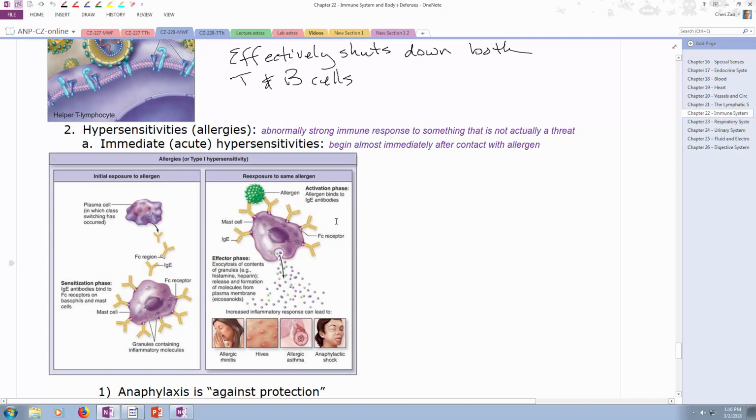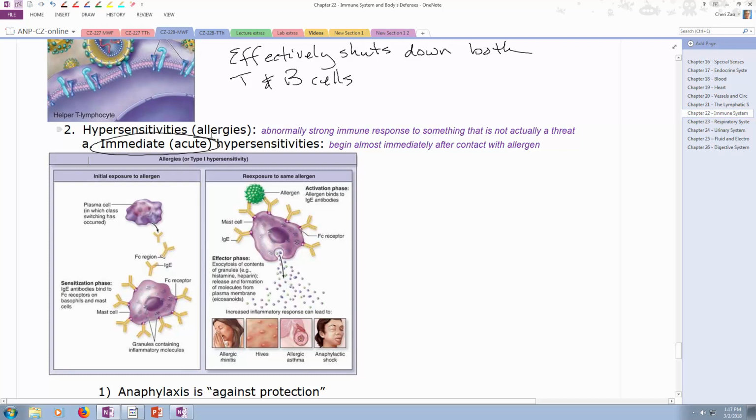Hypersensitivity is also known as allergies, an abnormally strong immune response to something that's not really a threat. There are two main types, immediate and delayed hypersensitivities, but we are only going to talk about the immediate or the acute hypersensitivity. And this is an allergic reaction that begins almost immediately after contact with the allergen.